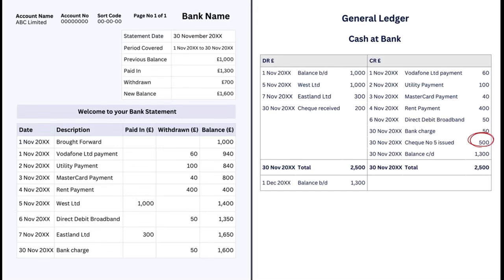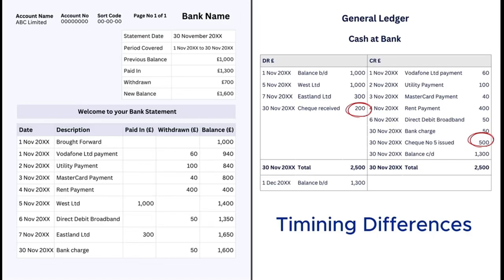In our case, we issued a check to a supplier which hasn't been processed by the bank yet, and we recorded a check which we received from our customer but hasn't been processed by the bank yet. These items do not appear on the bank statement yet. Transactions recorded in the cash at bank account but not yet shown on the bank statement are not adjusted in the ledger. We do not change the cash book for timing differences.